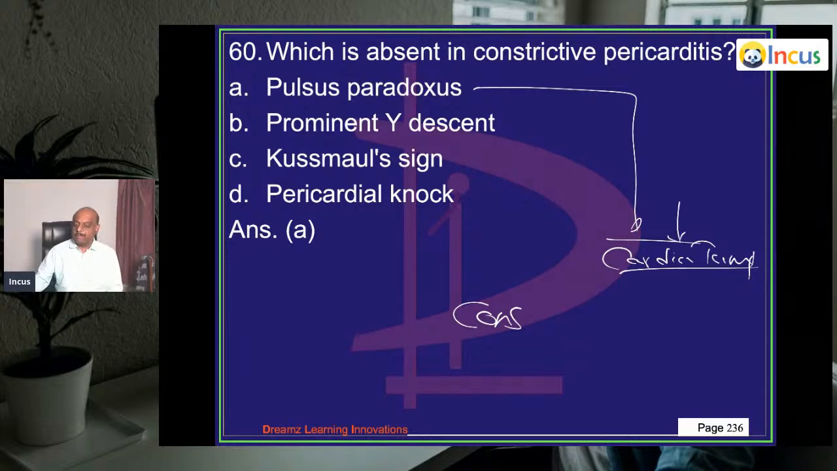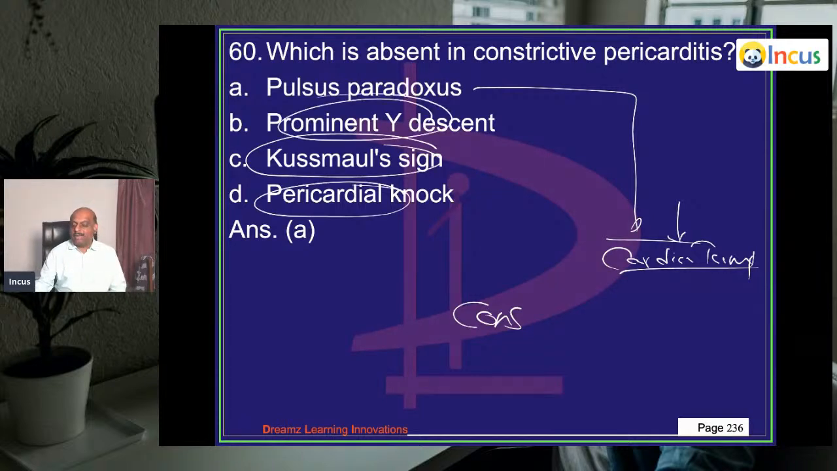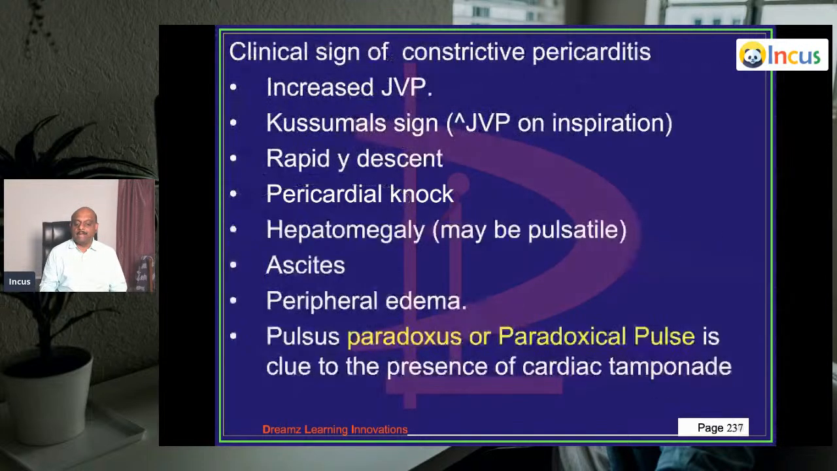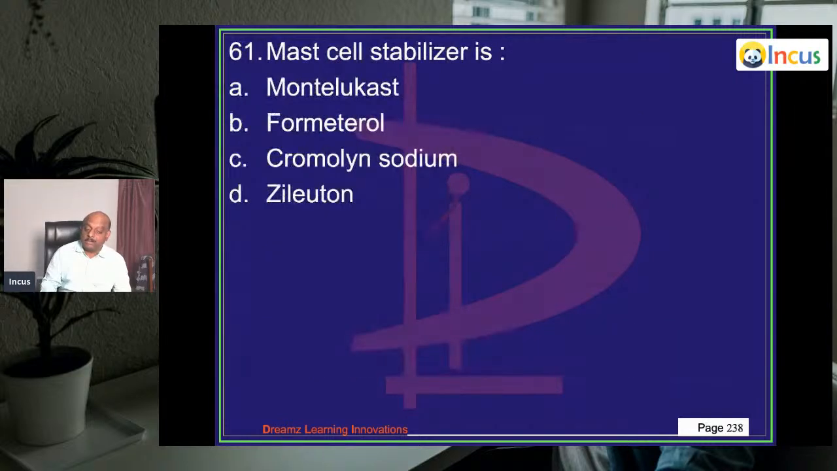So in constrictive pericarditis, what do you have? Kussmaul sign. That is, during inspiration, normally jugular vein is supposed to collapse, it doesn't. Pericardial knock, prominent Y descent. So rapid Y descent, pericardial knock, hepatomegaly, ascites, peripheral edema, they're all features of constrictive pericarditis.